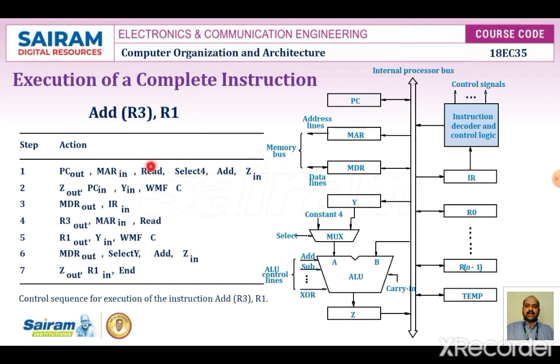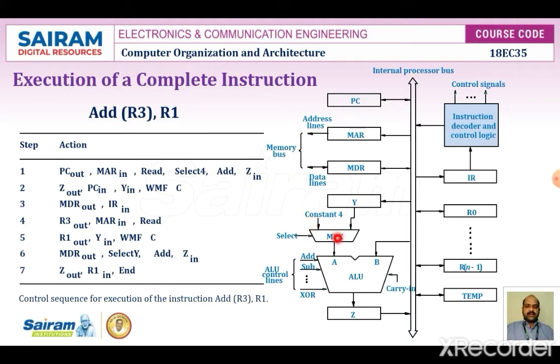During that time, it selects the constant 4, which is given to the ALU. The ALU takes the data, performs the add operation, and inserts the result into the Z temporary register of the processor. The program counter outputs the data through the bus to the memory address register. The memory address register takes the input from the program counter and gives the request to the external memory through the address line.